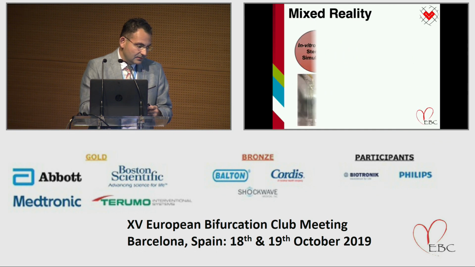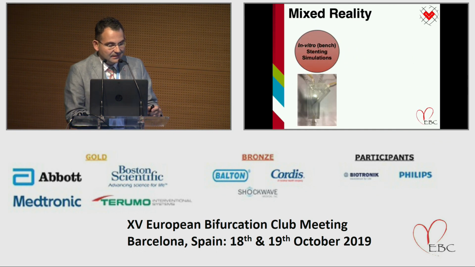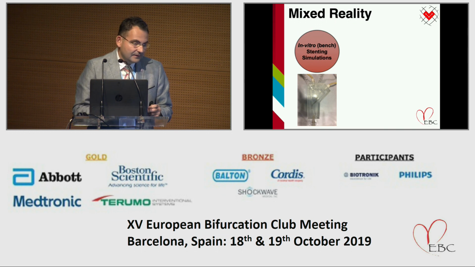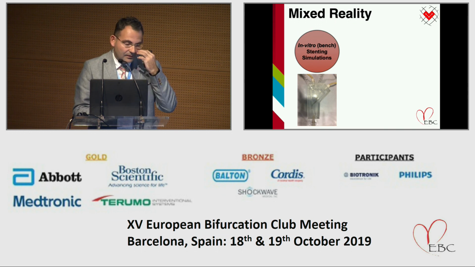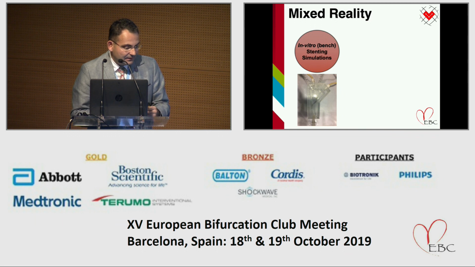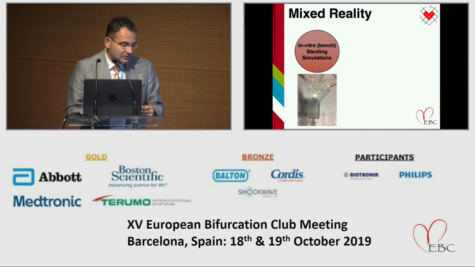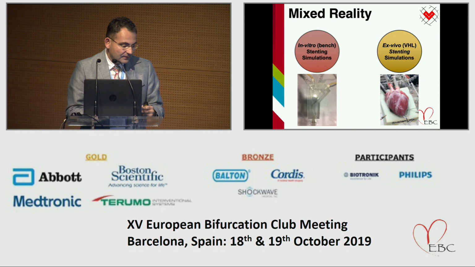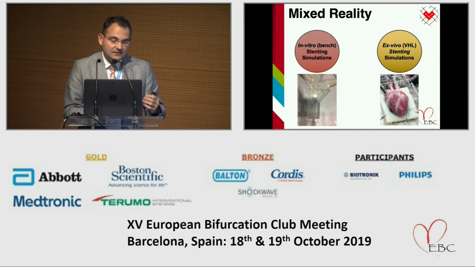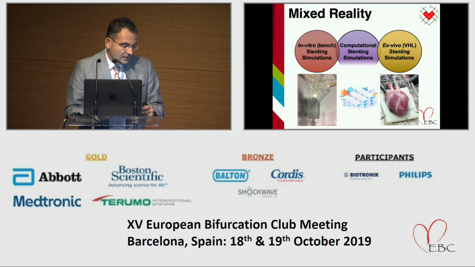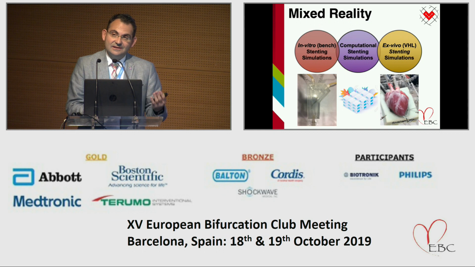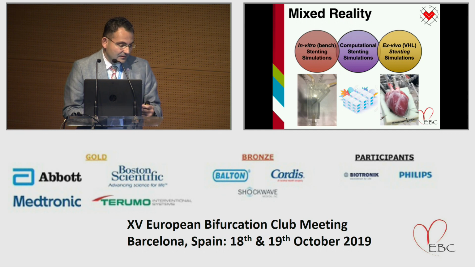So, my disclosures. The key word here is mixed reality. We have different viewpoints of bifurcation stenting. We can apply in vitro bench stenting simulations using silicon models. We can have the beautiful facility of the Visible Heart Lab for ex vivo porcine heart stenting simulations. And then we can also consider computational stenting simulations, which run entirely in computers.